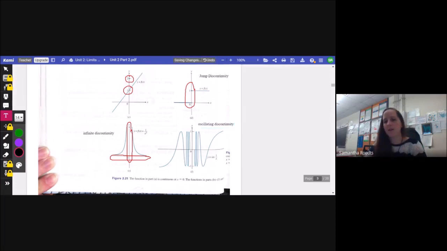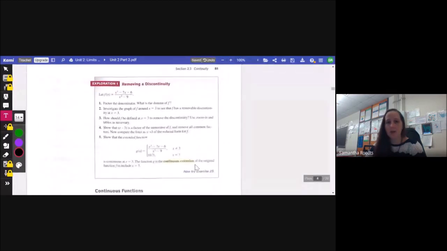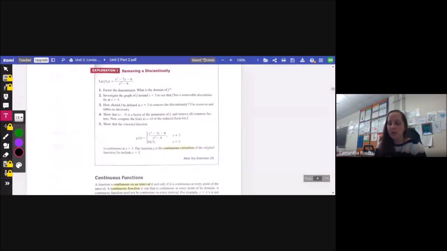So oscillating discontinuity. Basically, if you have this really cool wave function and then it just breaks at a certain point, that's oscillating discontinuity. So anytime it actually breaks, there's something that's discontinuous about that function. So you can remove discontinuity. Okay, you can do that where you set the limit equal to whatever that discontinuity is. So in A, well, really in B and C, there are ways around it.